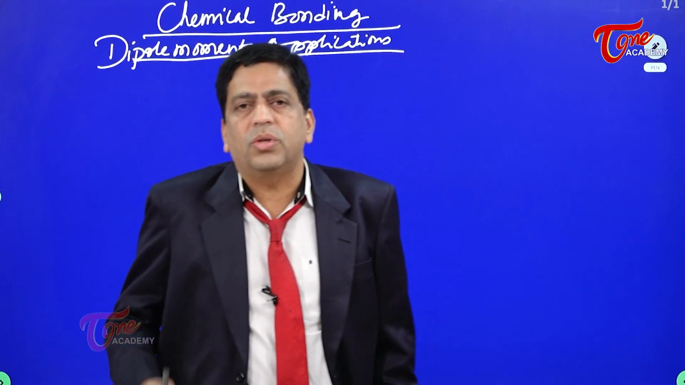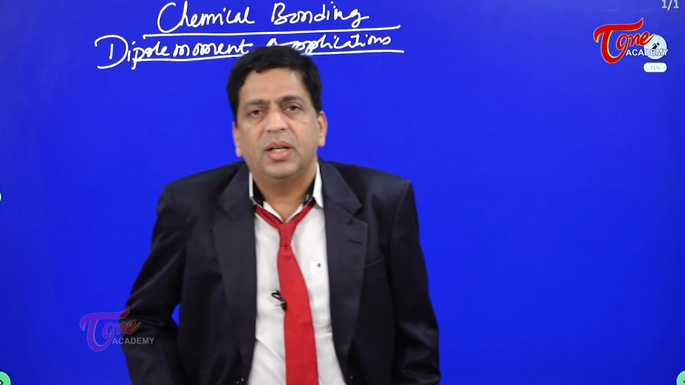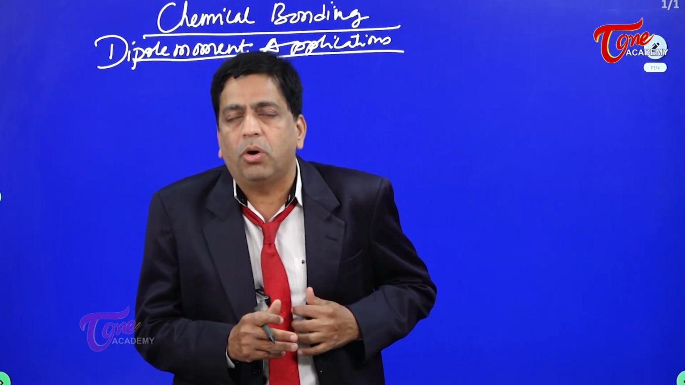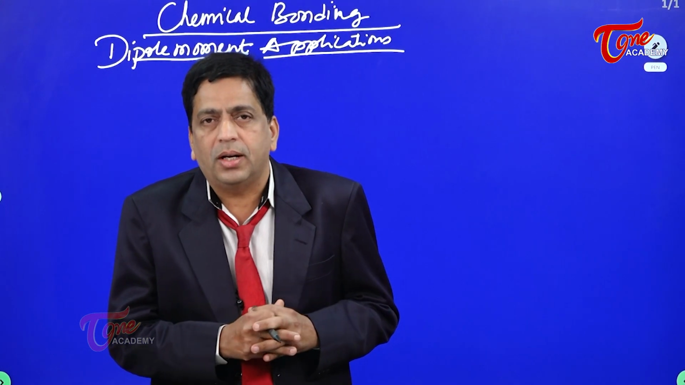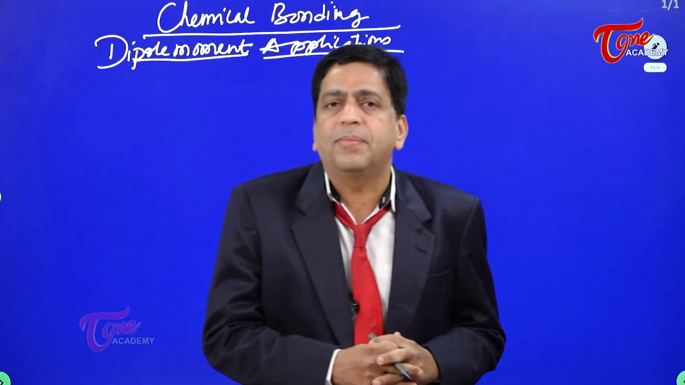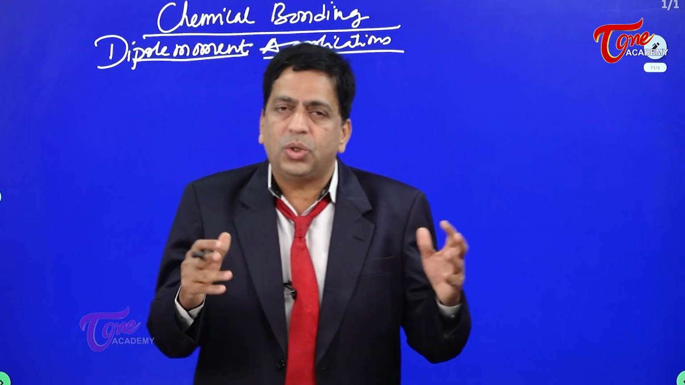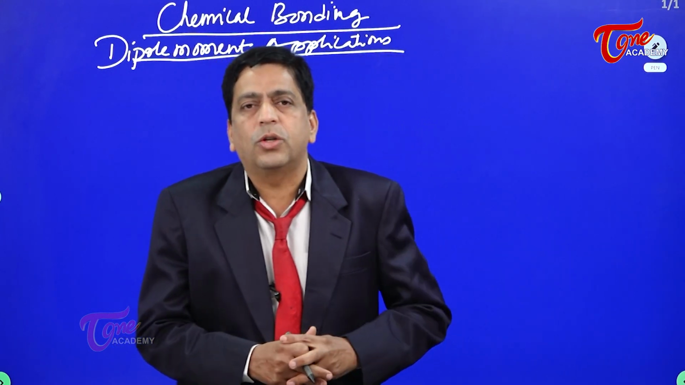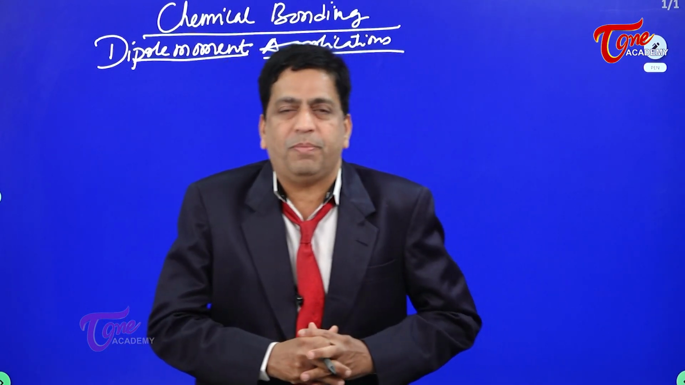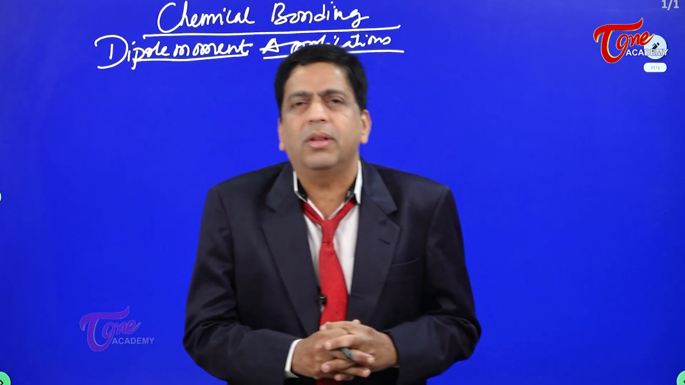Right, we are discussing chemical bonding, and in that we have introduced the concept of dipole moment. Understand that in a covalent bond you have two types of systems. The shared pair can be between two atoms which are similar, or between two atoms which are dissimilar. The first one we call a homoatomic system, and the second one we call a heteroatomic system.